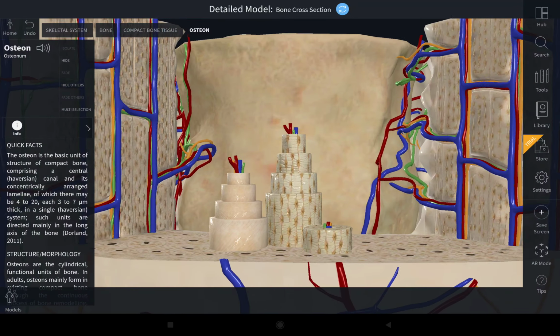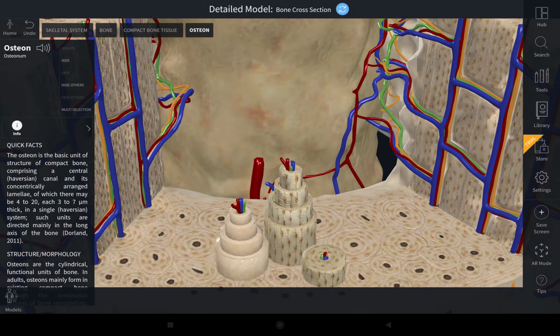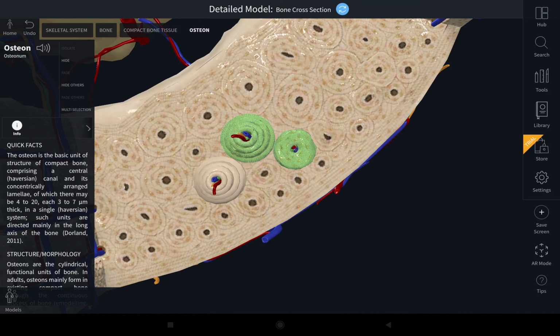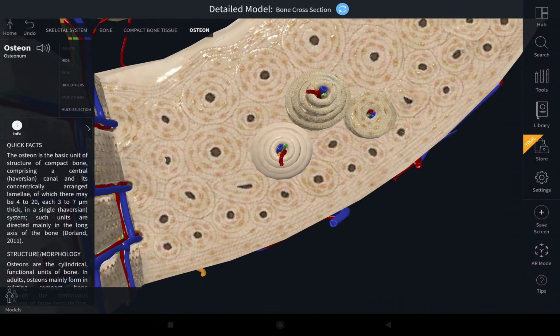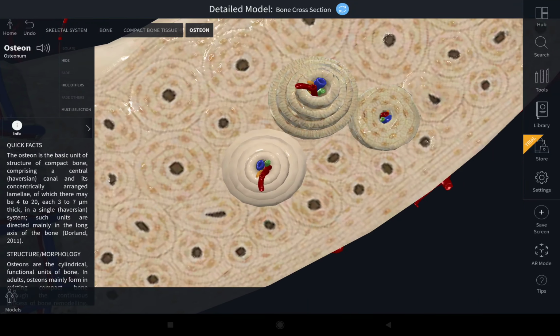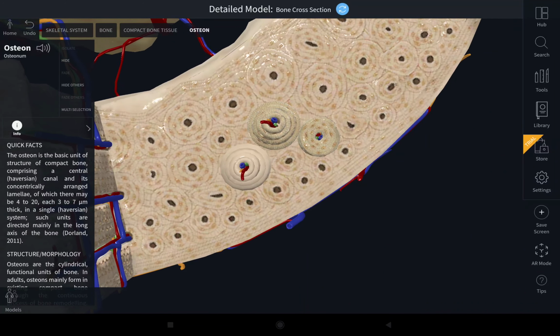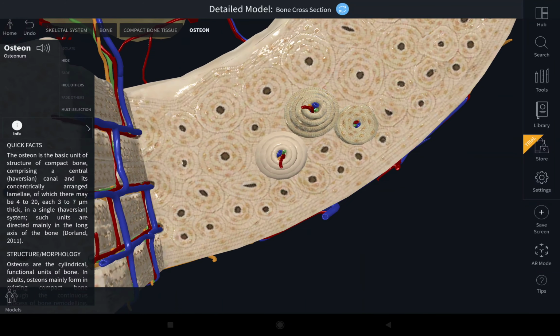So these are the osteons. Here we see the clear picture of the osteons. These are the osteons, which are the basic unit of the structure of compact bone, comprising a central Haversian canal and its concentrically arranged lamellae, of which there may be 4 to 20, each 3 to 4 micrometers thick in a single Haversian system.